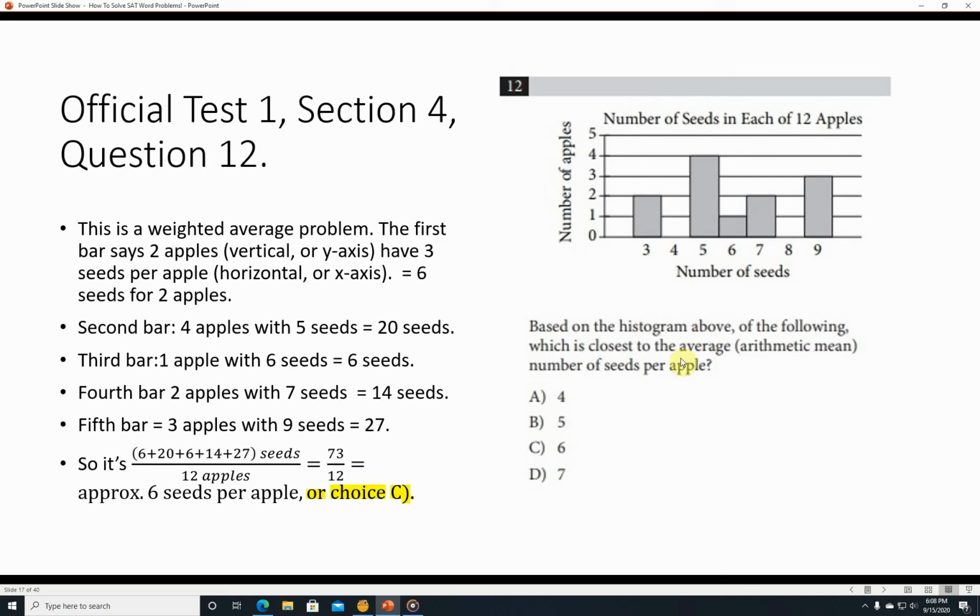Anyway, number of seeds per apple. So this is what's called a weighted average. The first bar says 2 apples on the vertical or y-axis have 3 seeds per apple on the horizontal or x-axis, so that's 6 seeds for 2 apples. Second bar, there are 4 apples with 5 seeds, so 4 times 5 is 20. There's 1 apple that had 6 seeds, so that's 6 seeds. Fourth bar is 2 apples with 7 seeds, that's 14. And then there were 3 apples with 9 seeds, which is 27. So it's 6 plus 20 plus 6 plus 14 plus 27 seeds over 12 apples, which is 73 over 12, approximately 6 seeds per apple, so that's going to be choice C.